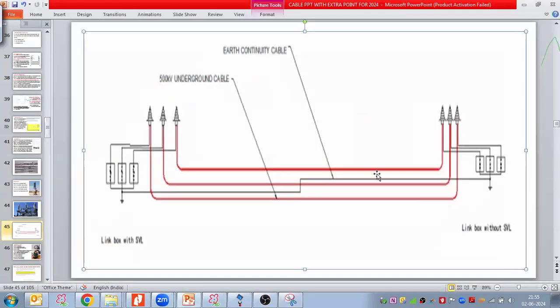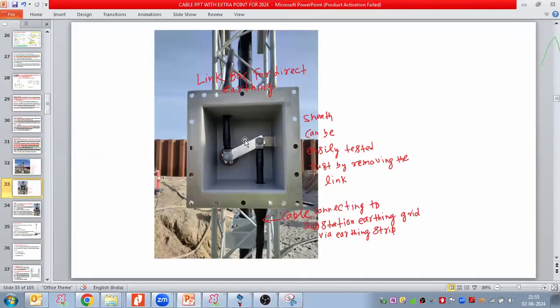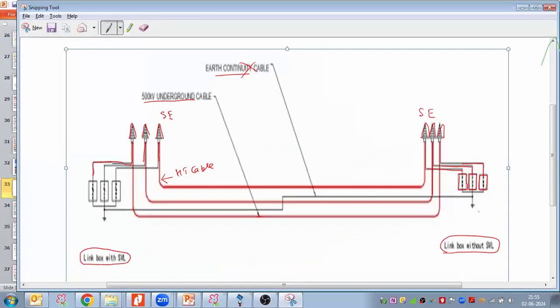This is how we install at the site. Right, and link box without SVL is solidly grounded. So now you see how they are doing this. They're taking 1, 2, 3, making one common, and then it is grounding, right? What is the meaning of this? Solid earth. Or equipotential, sir. It is solidly grounded. That's correct.